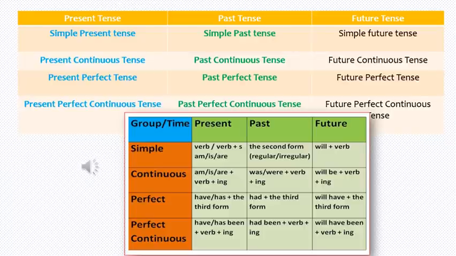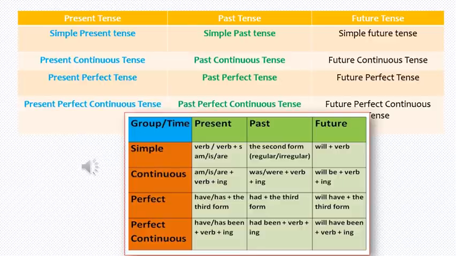And the future continuous tense is used to describe actions that are going or continuing in the future. It is commonly used in a sentence by using the simple future tense of the verb with the present participle, that is ing. Okay, his parents will be attending the meeting.